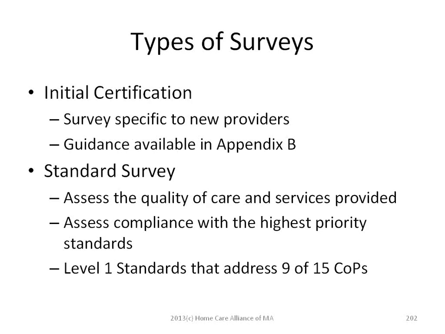These high priority standards are called Level 1 standards, and they address 9 out of 15 conditions of participation. So when you look at that green and yellow paper, the Level 1 are those standards that are highlighted in green. So those are the ones that you will want to pay particular attention to.